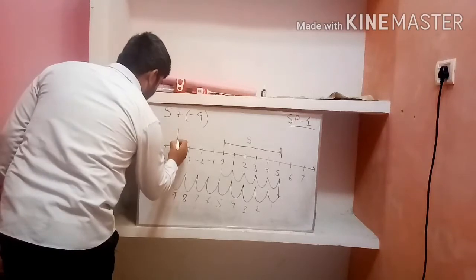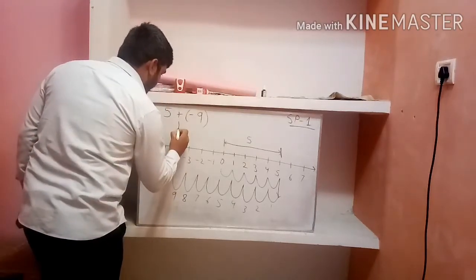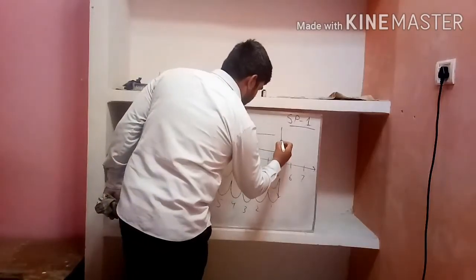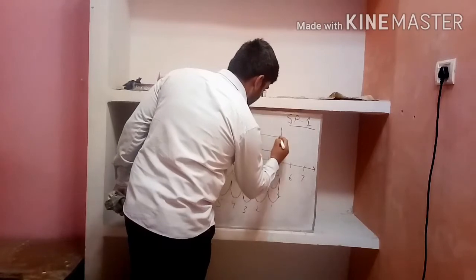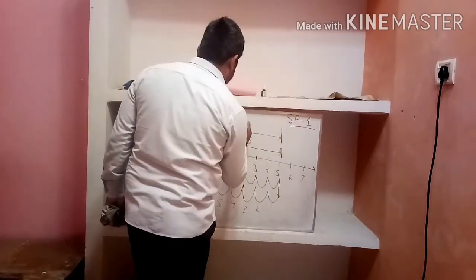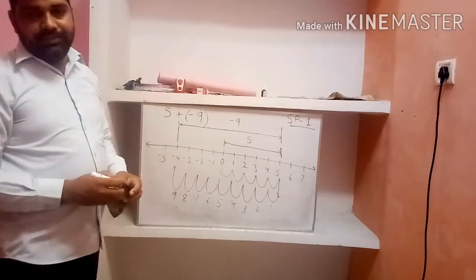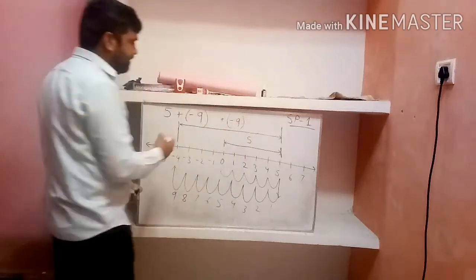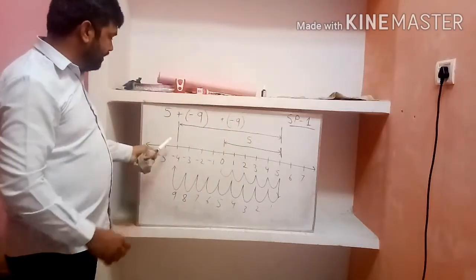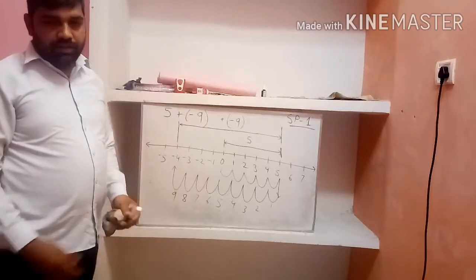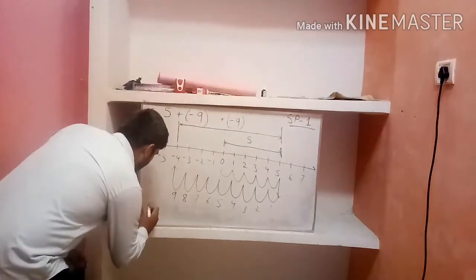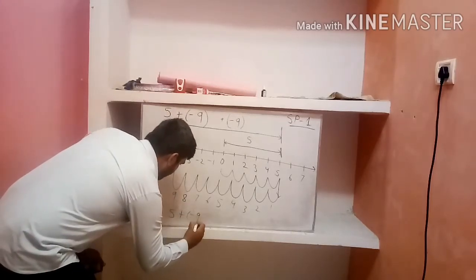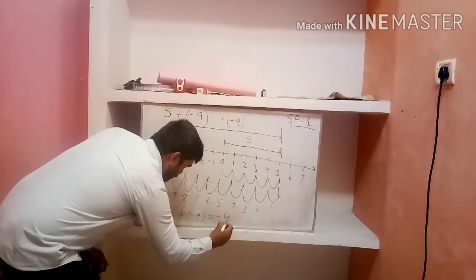So where did I reach? I reached here. You can see also. So when I move, that is the minus 9 step, which we move, plus minus 9. So this minus 9 step and we reached minus 4. So what did we get after adding this value? Minus 4. So 5 plus minus 9 gives you minus 4.